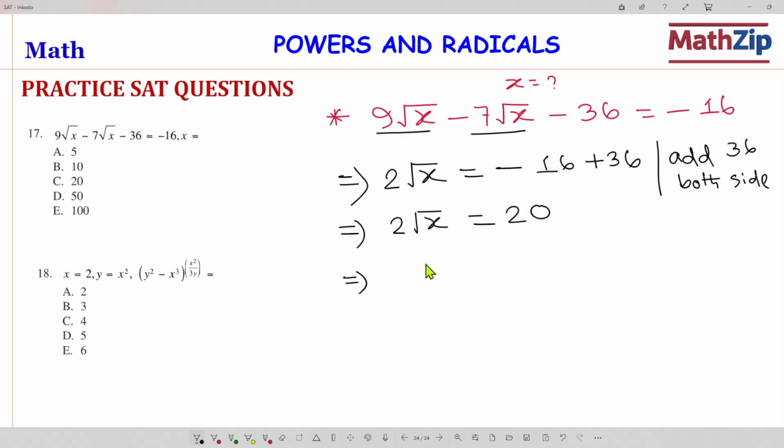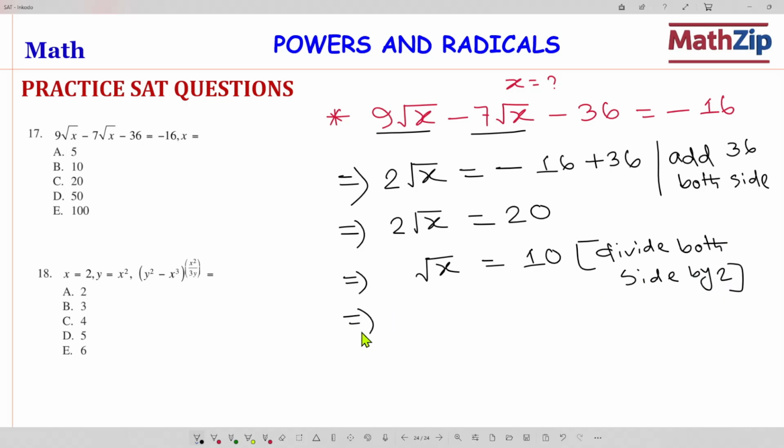Now we can divide both sides by 2. So root x equals 10. Now our target is to find the value of x, so we can square both sides.